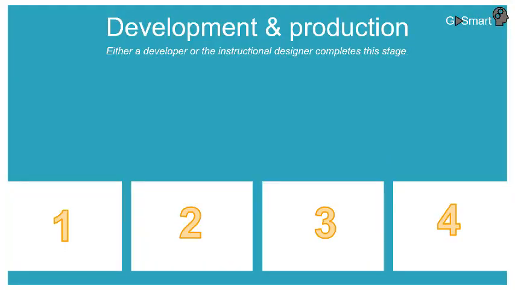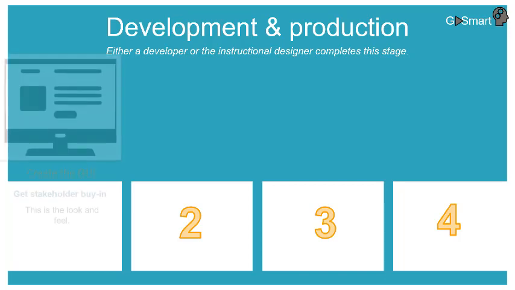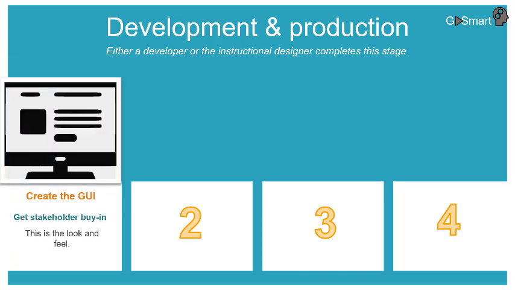There are 4 steps to development of an e-learning course. Some of the tasks done during the development and production phase can also be done during the storyboarding stage in order to save time. First, create the graphical user interface, or GUI. That's the look and feel for the e-learning project.